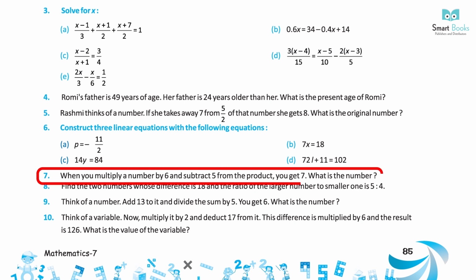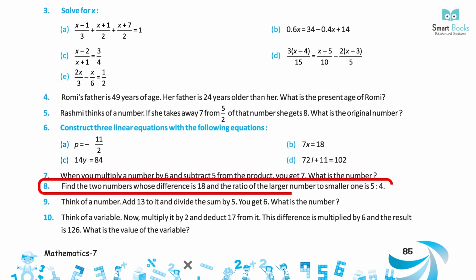Question 7. When you multiply a number by 6 and subtract 5 from the product, you get 7. What is the number? Solution: 2. Question 8. Find the two numbers whose difference is 18 and the ratio of the larger number to the smaller one is 5:4. Solution: 90 and 72.